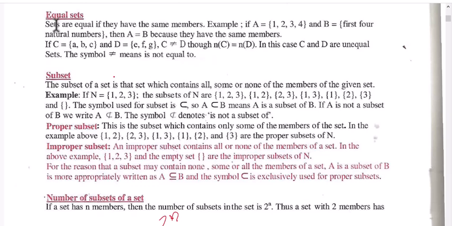Now we look at equal sets. Sets are equal if they have the same members. For example, if A is equal to {1, 2, 3} and B is equal to the first 3 natural numbers, then A is equal to B, because they have the same members.